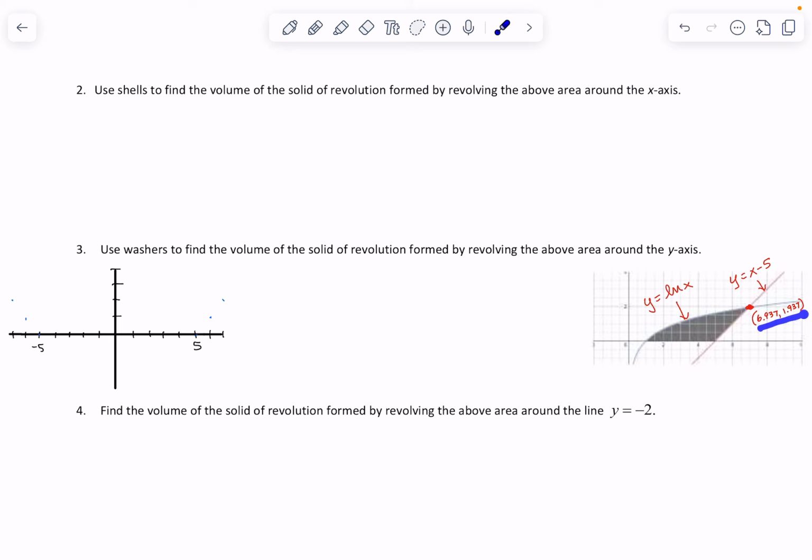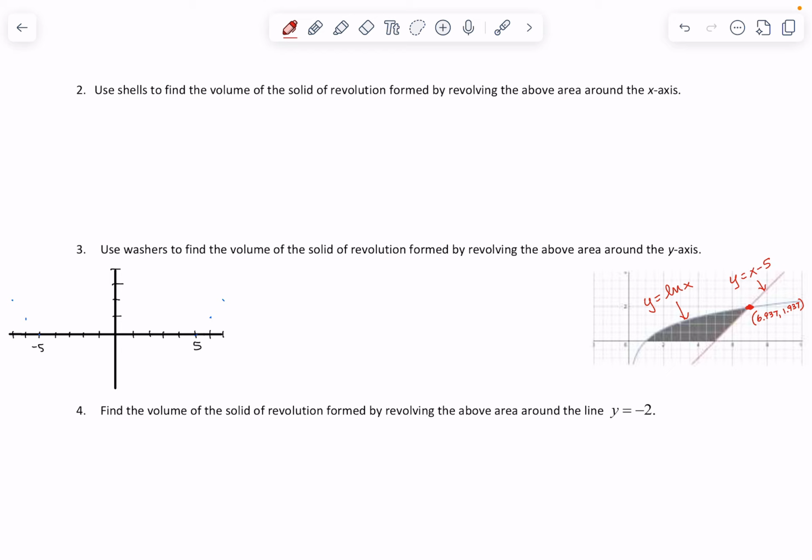I went ahead and put the two functions in my calculator and got the intersection point, because we will end up needing either the x or y value there. We'll figure that out when we do it, but I always write down both. And so let's go ahead and graph.